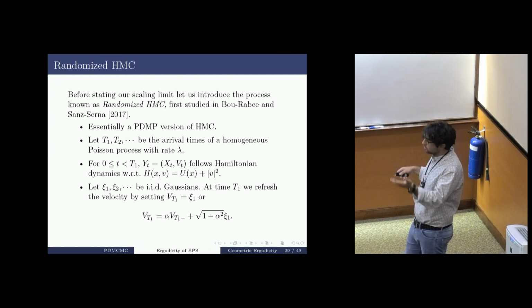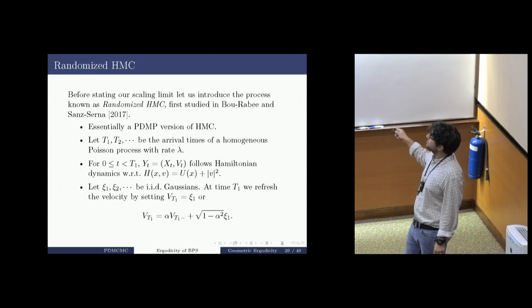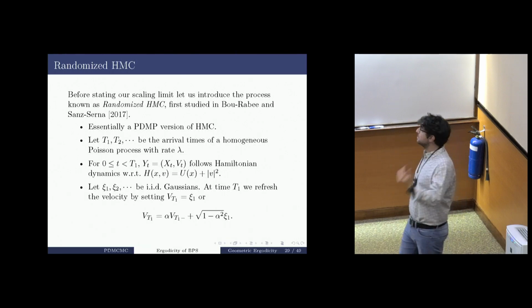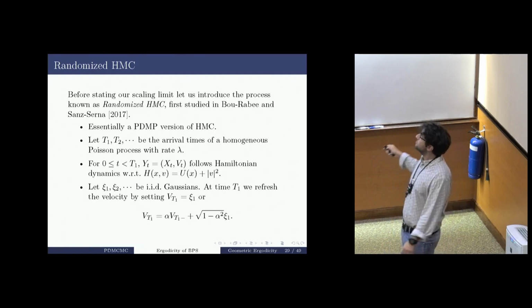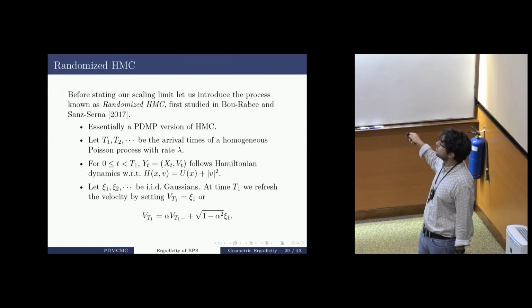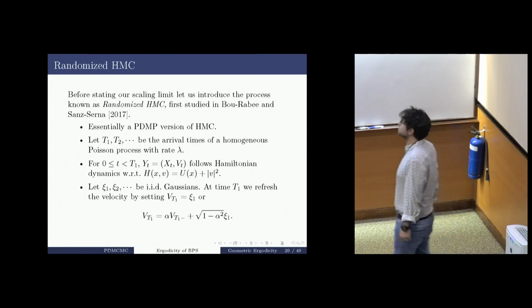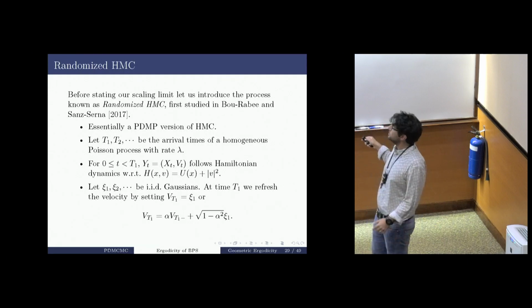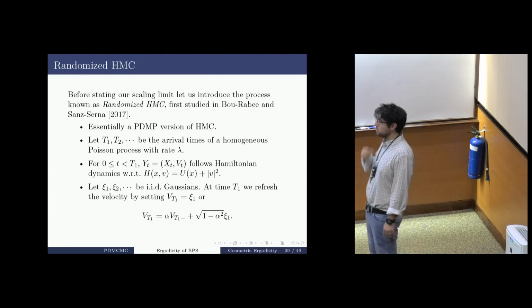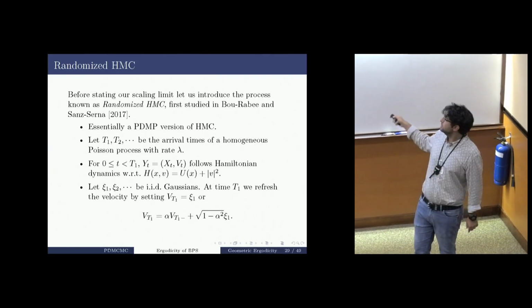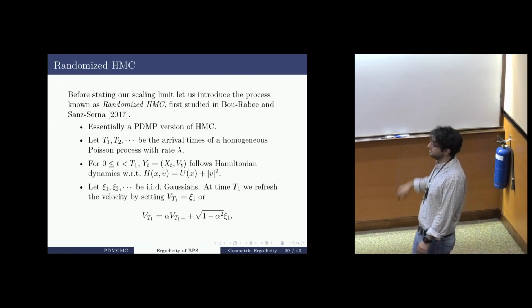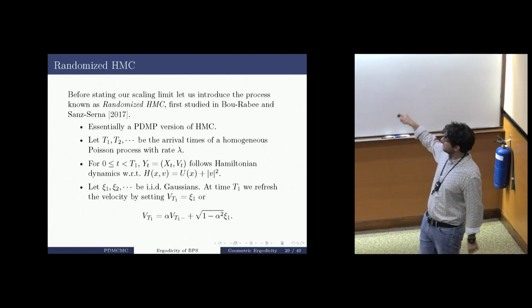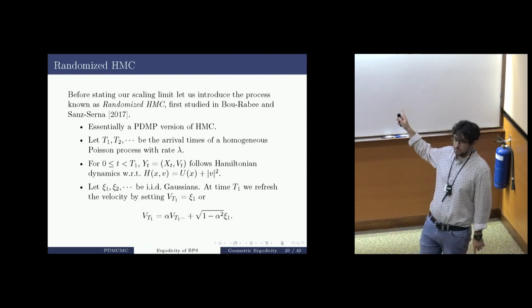So what you do is, you've got your potential. You define a Hamiltonian like this. You solve the Hamiltonian dynamics exactly. And then you have a Poisson clock with constant rate lambda. And every time that clock rings, you just either partially or fully refresh your velocity. Okay, so at each of those times, either you set the velocity equal to an independent Gaussian, or you can do an autoregressive refresh, or you can do all manners of things here, anything that essentially leaves the Gaussian distribution invariant. This is the procedure we will look at for technical reasons.